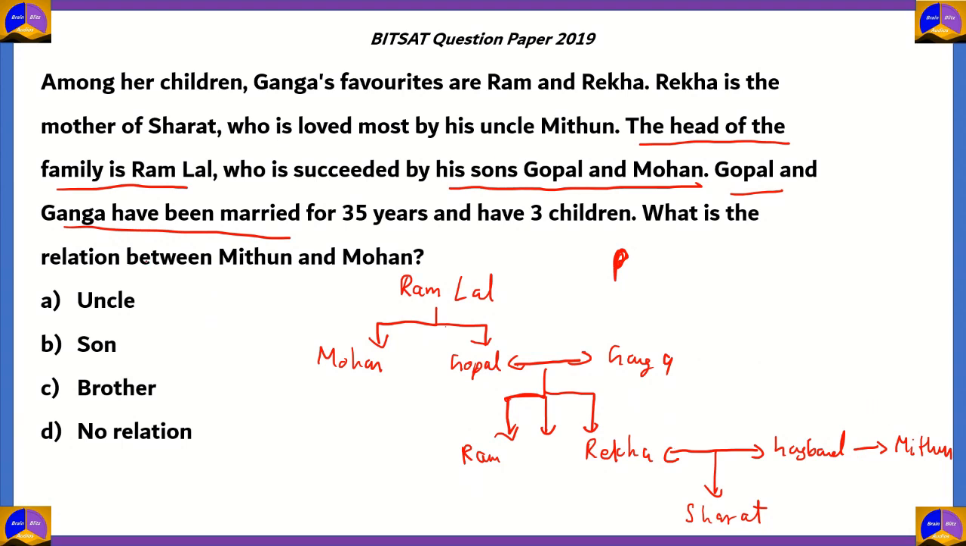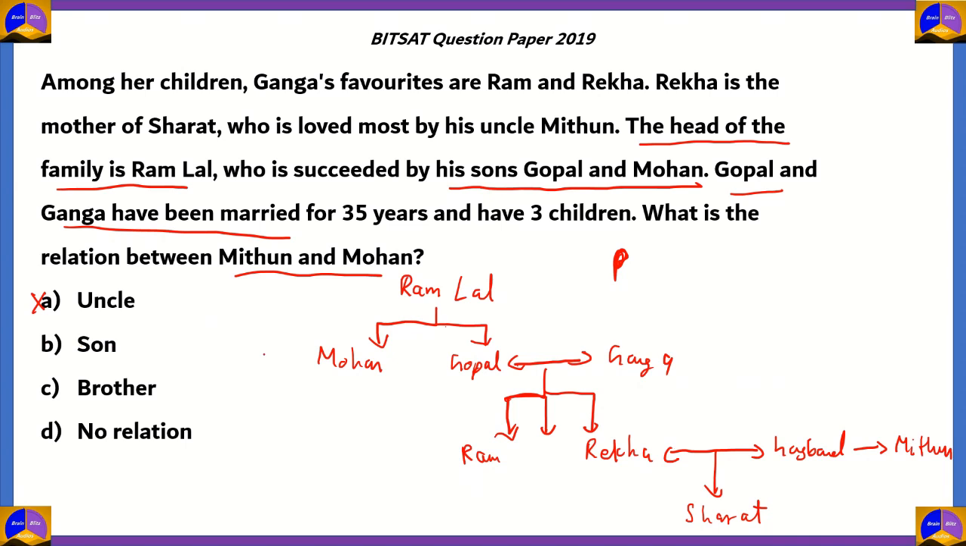We need to find the relation between Mithun and Mohan. Now, we know that Ram and Rekha are the children of Gopal. So therefore, Gopal's brother Mohan will be the uncle for Ram and Rekha. But we also know that Mithun is not part of this family. So that means option A, uncle, is incorrect.